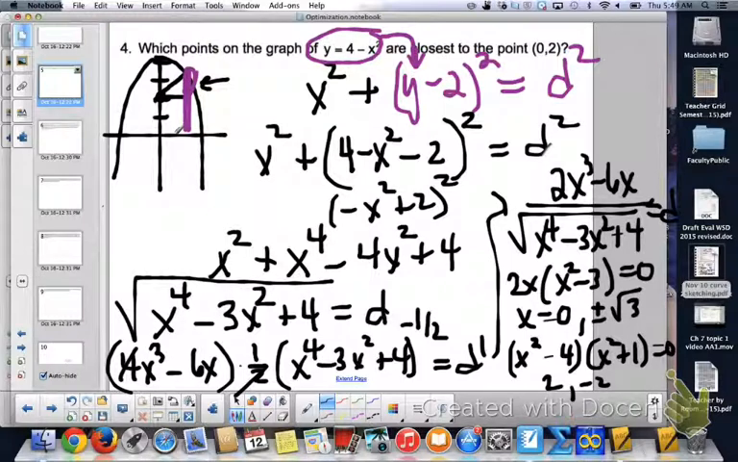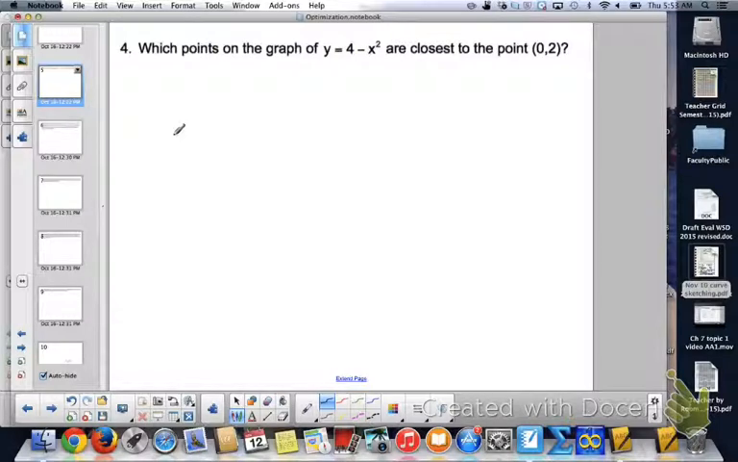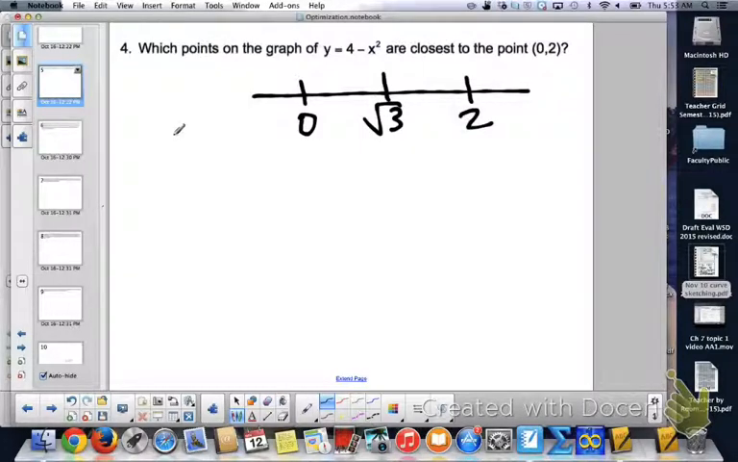So I'm now going to erase this board. Hopefully you've gotten all this. If not, pause it real quick and write it down if you want it. Otherwise, I'm going to erase this so we can start over. So we have now on our number line 0, root 3, and 2. And I didn't copy down that derivative. So you're on your own from here.